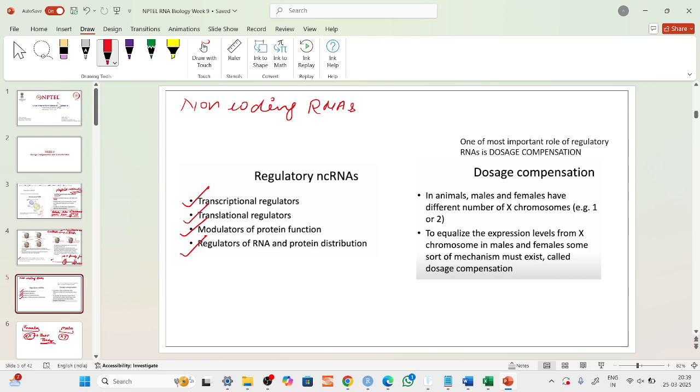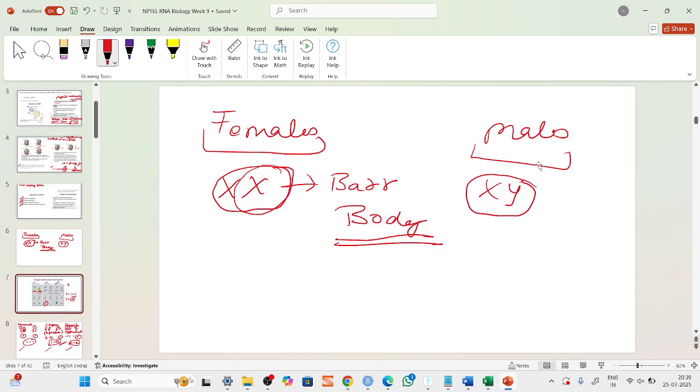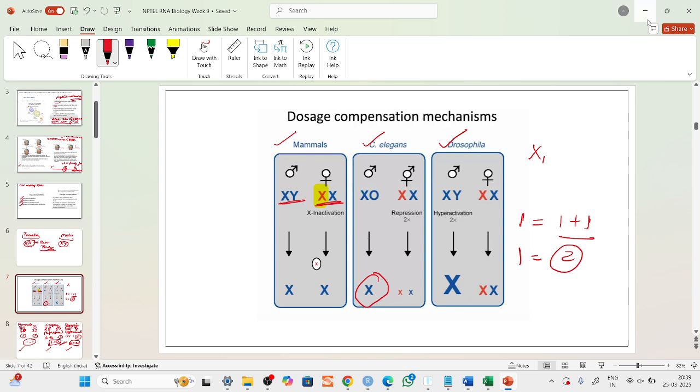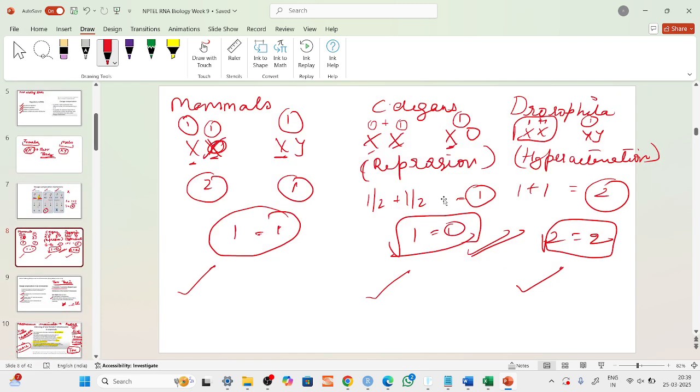Then we studied the various functions of non-coding RNAs. They have a regulatory role: they can act as transcriptional regulators, translational regulators, modulators of protein function, and regulators of RNA and protein distribution. One of the most important roles of regulatory non-coding RNA is dosage compensation. We studied the different mechanisms of dosage compensation in mammals, C. elegans and Drosophila. In mammals, X chromosome inactivation takes place; in C. elegans, there is repression; and in Drosophila, there is hyperactivation.